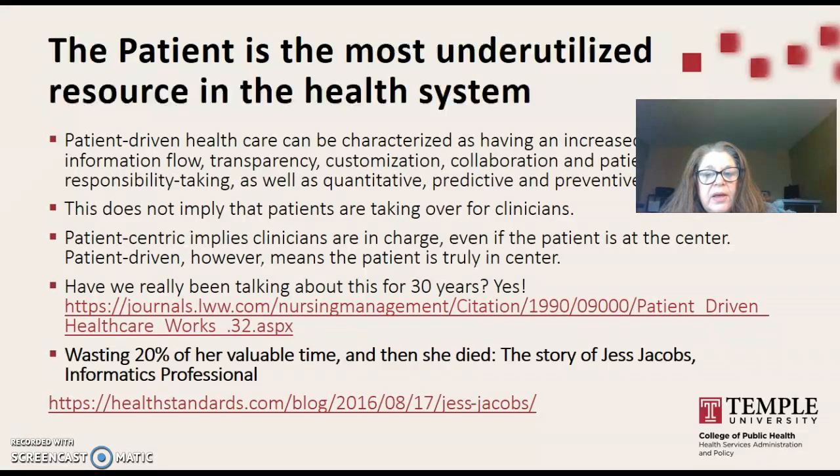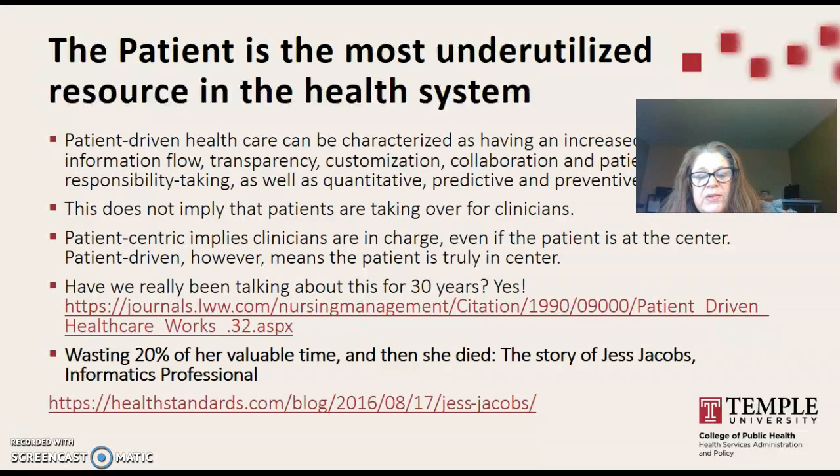We have been talking about patient-driven healthcare for 30 years. Please take a look at this journal article, and you can see that back in 1990, we were talking about patient-driven healthcare, and we still truly aren't there yet today.